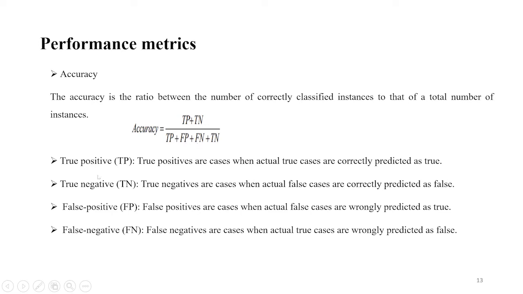So these are the terminologies associated with the metric. True positives are the cases when actual true cases are correctly predicted as true. True negatives are the cases when actual false cases are correctly predicted as false. Then false positives are cases when actual false cases are wrongly predicted as true. Then false negatives are cases when actual true cases are wrongly predicted as false.